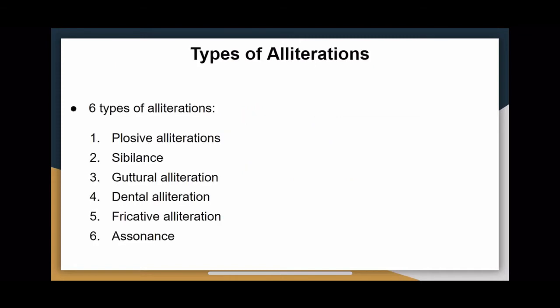Types of alliteration. Now into the types of alliteration. There are 6 different types of alliteration. I'll be giving an example for each. Plosive alliteration, sibilance, guttural alliteration, dental alliteration, fricative alliteration, and assonance.